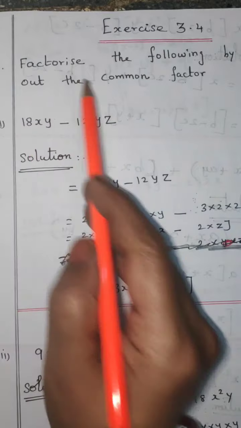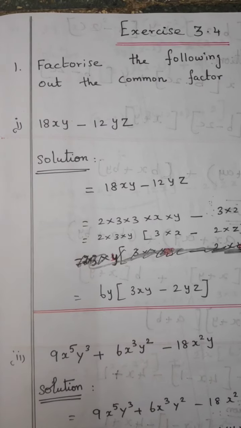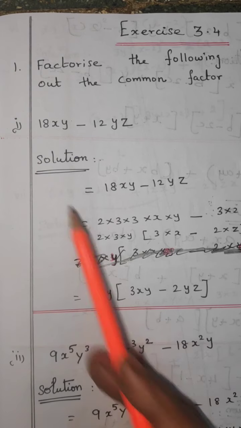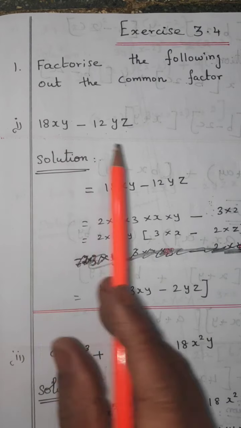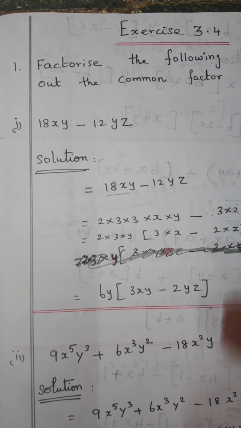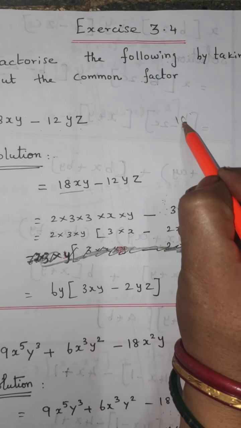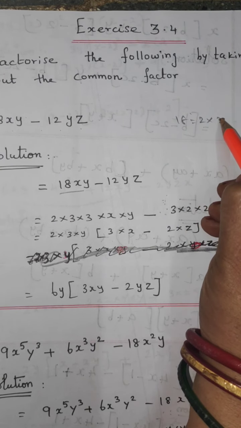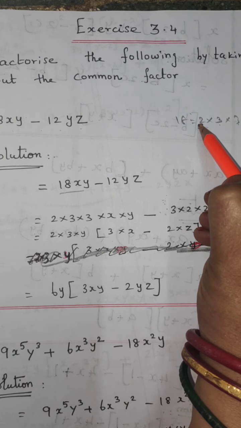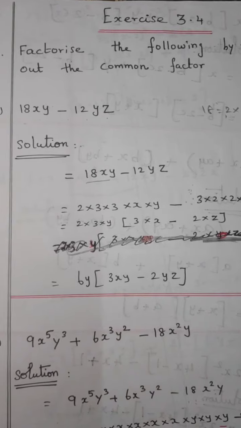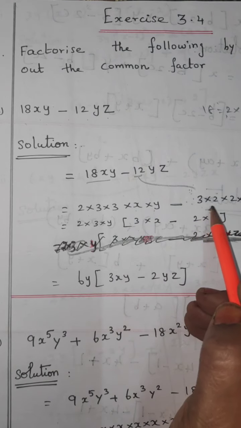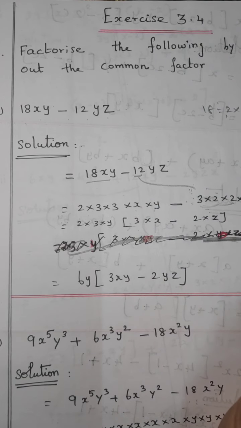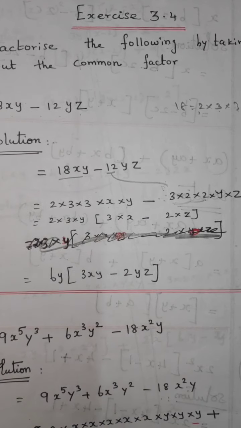Exercise 3.4. Factorize the following by taking out the common factor. First question, 18xy minus 12yz. First sum, model: write 18 and expand it. 18 equals 2 into 3 into 3. 3 3s are 9, 9 2s are 18. So 2 into 3 into 3. xy expands as x into y. Minus 12 expands as 3 into 2 into 2. Multiply this: 2 2s are 4, 4 3s are 12. And yz, write yz. Now you select the common number very carefully.